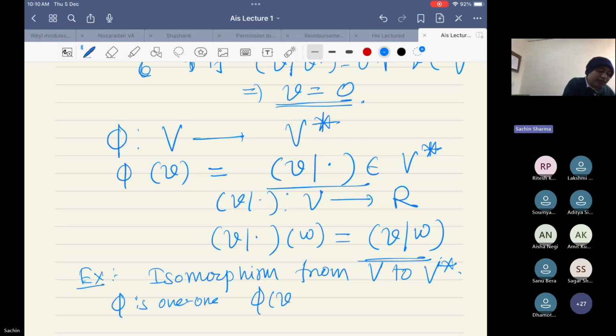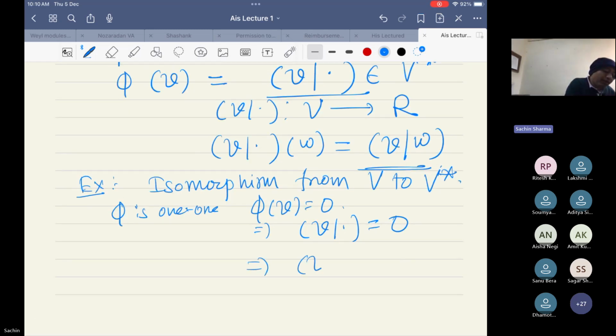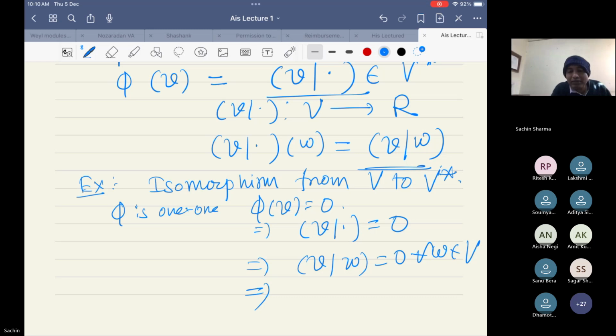Suppose phi of v is equal to 0. That means that this operator v dot is 0. That means that v of w is equal to 0 for all w belongs to V. But this will be possible only when v is equal to 0. Because?